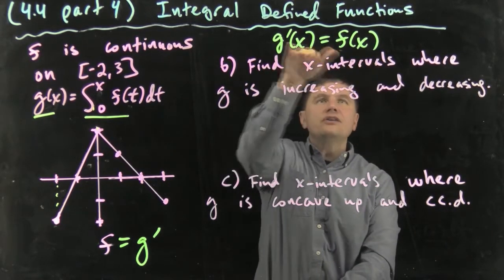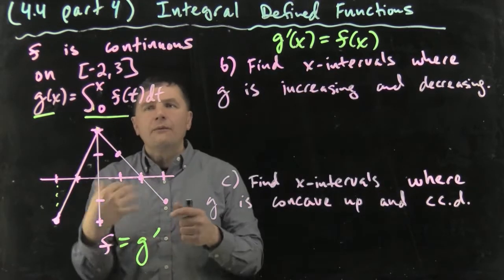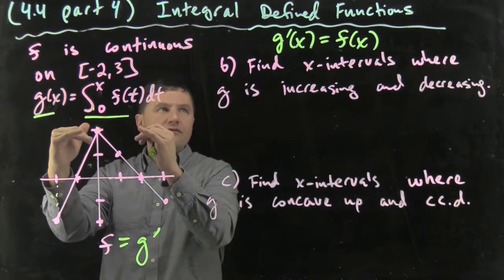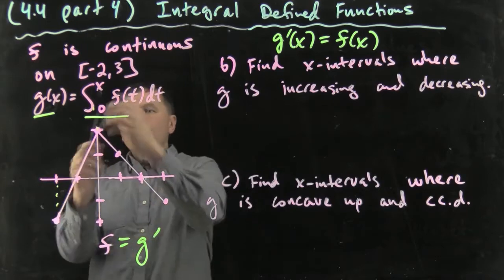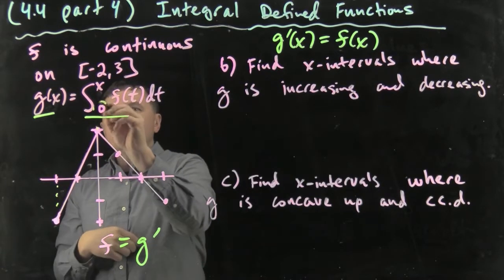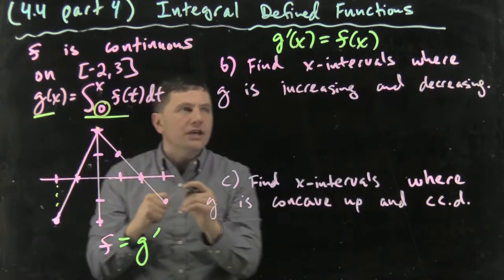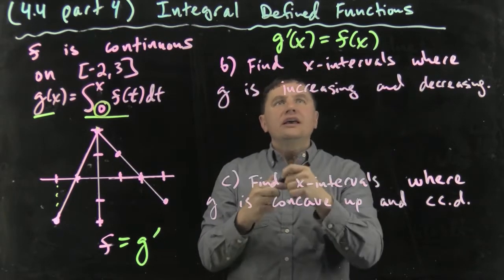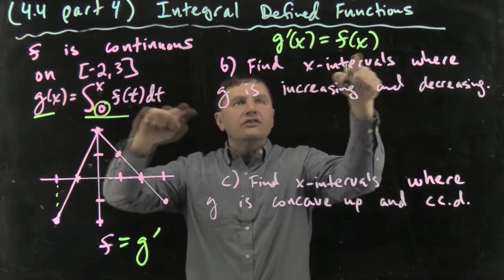Okay, now we have this. I would write this. And so from here on out, as soon as you see these integral defined functions, I would write two things. I would write a vertical line wherever that bottom limit is for when you evaluate g. And the next thing I would do is write the derivative of g is equal to f.